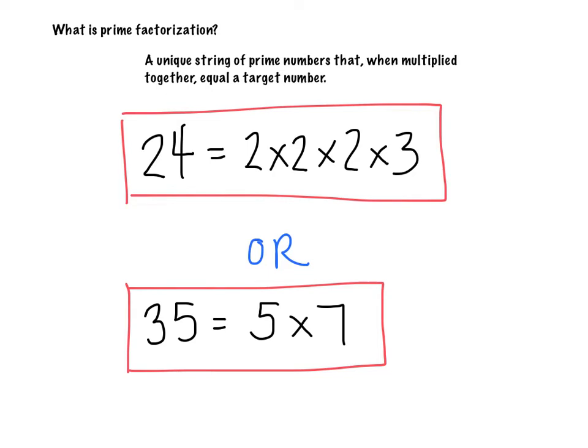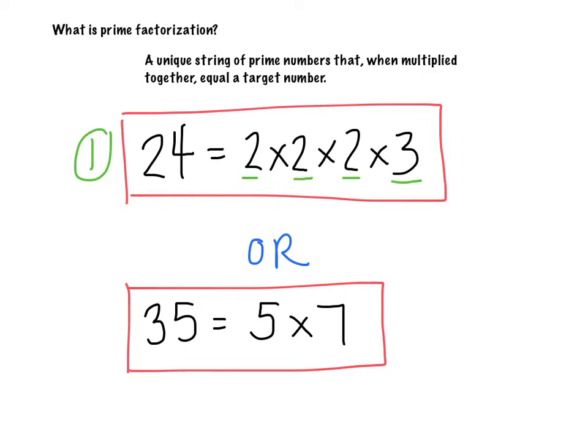So what is prime factorization? It's just a unique string of prime numbers that when you multiply them together, you get a target number. So in the first example, our target number is 24, and that equals 2 times 2 times 2 times 3. And all of those numbers in there are prime because they have exactly two factors, 1 and the number itself.